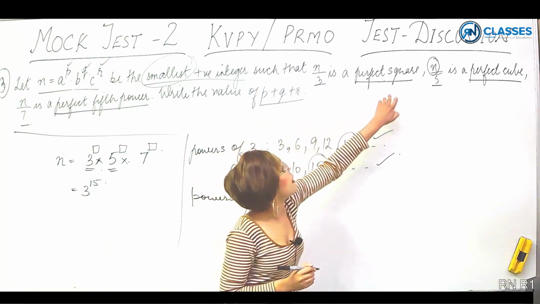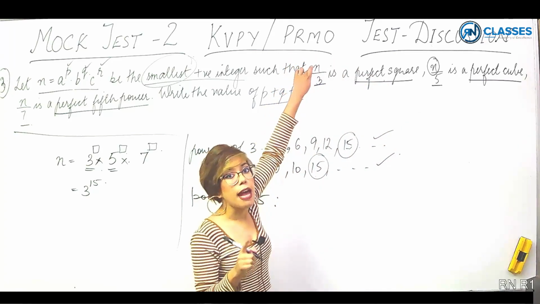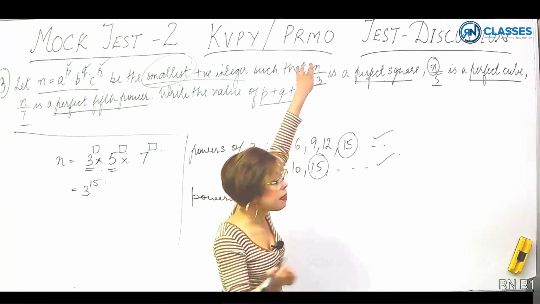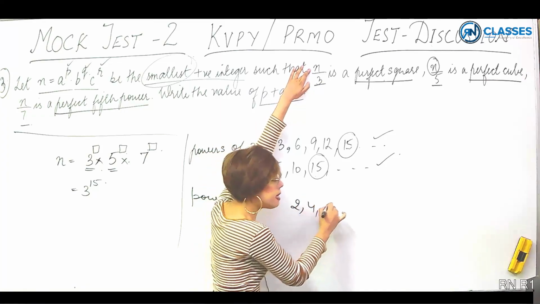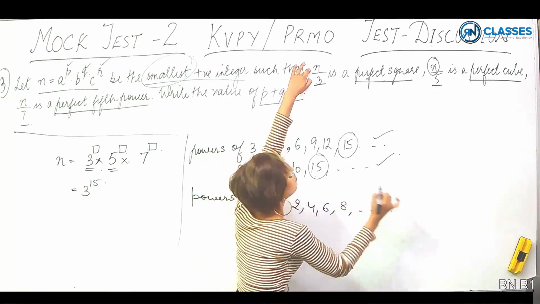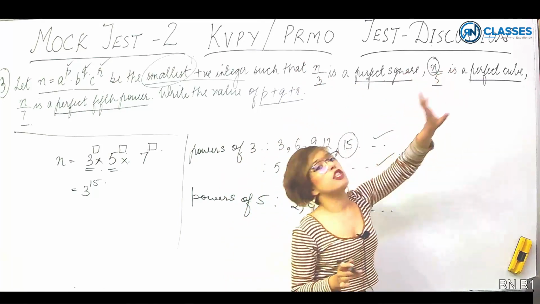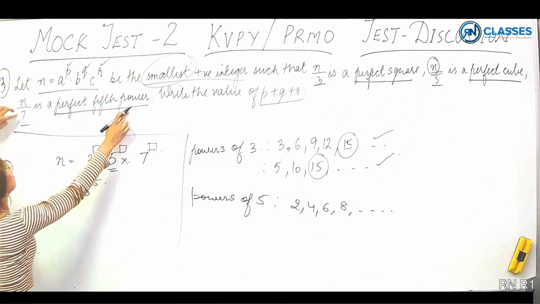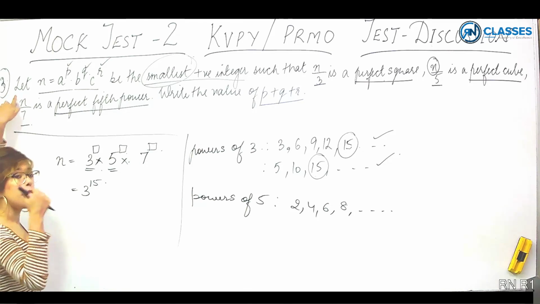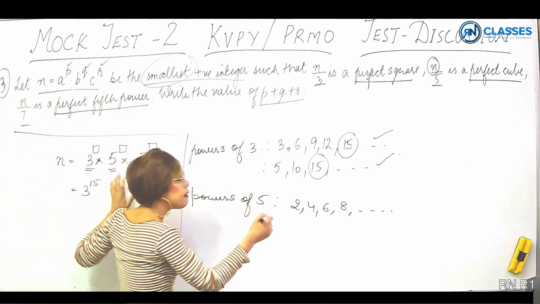N by 3 is a perfect square. That means the power of 5 has to be even because it has to be a perfect square. So, it can be 2, the power can be 2, it can be 4, it can be 6, it can be 8 and so on. Right? N by 5, let's just leave it here. Let's talk about this. N by 7 is a perfect fifth power. That means power of 5 can be 5, it can be 10, it can be 15 and so on.